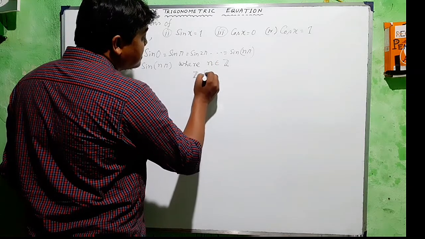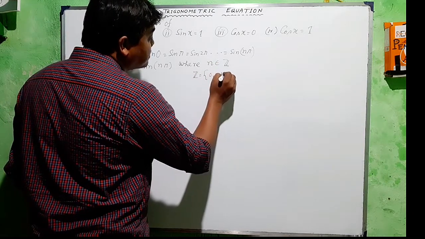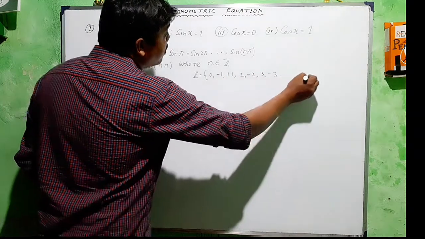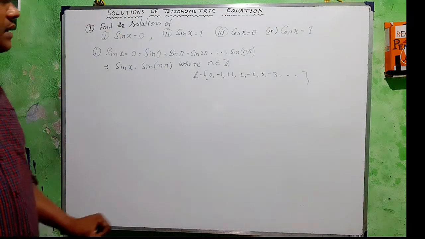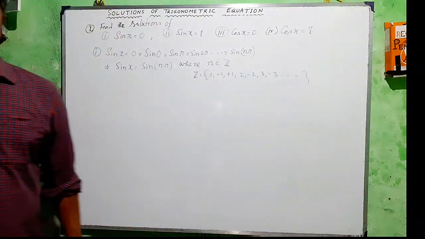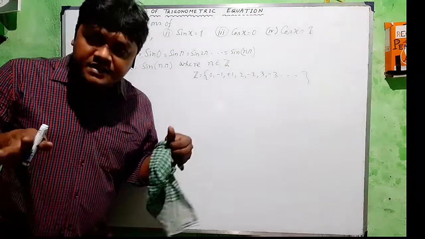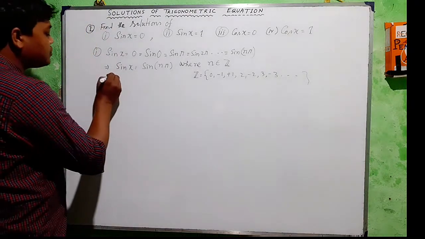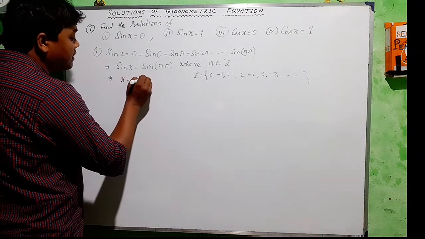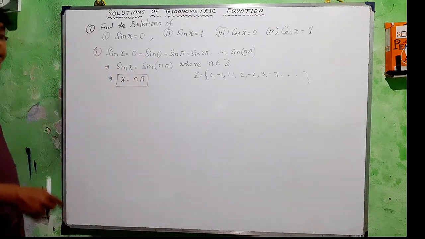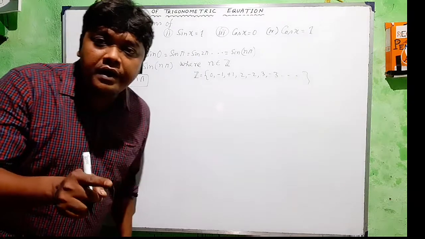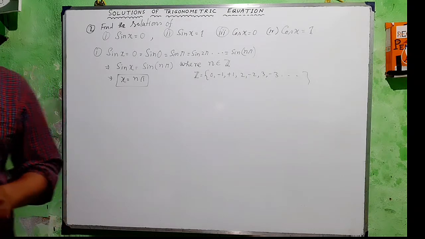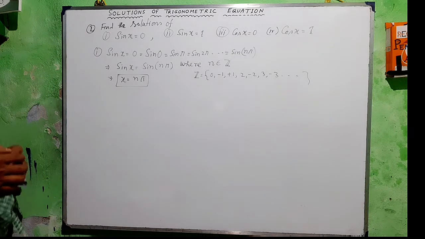Here Z, the set, is the integer set: 0, 1, minus 1, plus 1, 2, minus 2, 3, minus 3, and so on. Z contains an infinite number of elements. So 0, plus minus 1, plus minus 2, plus minus 3. That is called the integer set, which is denoted by capital Z. So x equals n pi. So this is called the general solution. Why? Because the solution contains integer n. I have already defined the general solution of this equation is n pi.